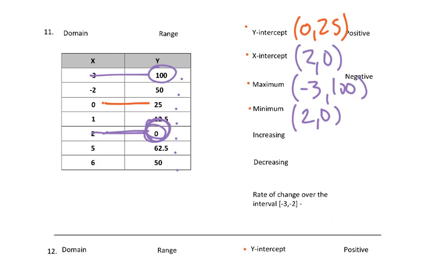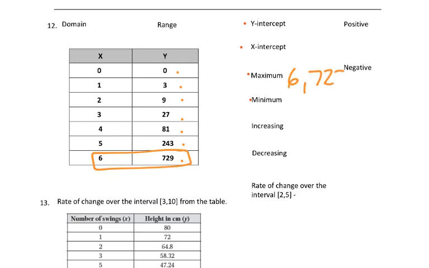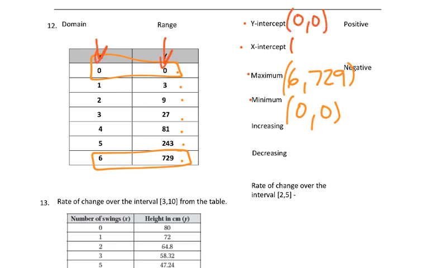Okay, and remember, if you really wanted to, you could take your table and you could graph it and have that visual. Okay, though sometimes it might be hard to do, like on number 12. But we can see it starts low and then just keeps getting higher and higher. So maximum is where we end at 6, 729, and the minimum is where we start at 0, 0. Now 0, 0, 0 on the right, 0 on the left, that's our origin. It is also our y and our x intercepts.